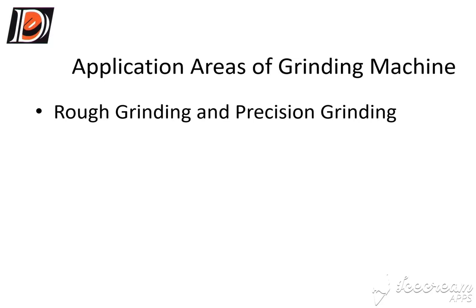Rough grinding is applied generally to casting or welding parts. In casting, we use rough grinding to remove the excess material like the gate, runner and riser. In the same way, once a welded part is prepared, we do grinding to remove the excess material of the weld bead.